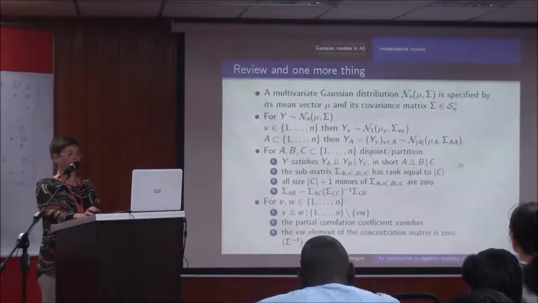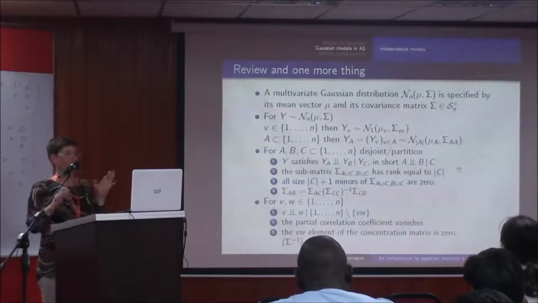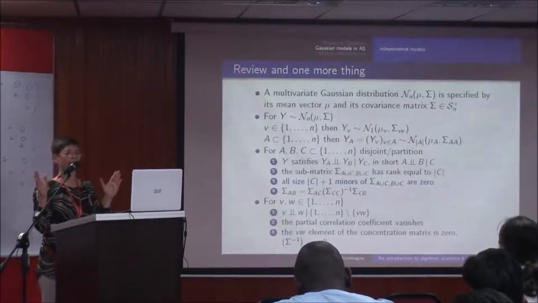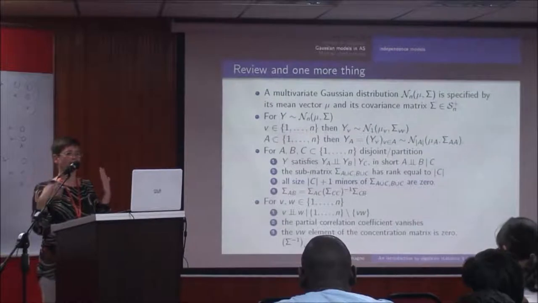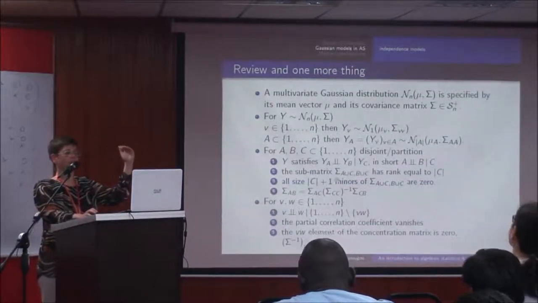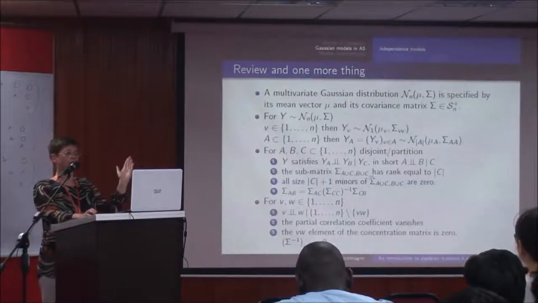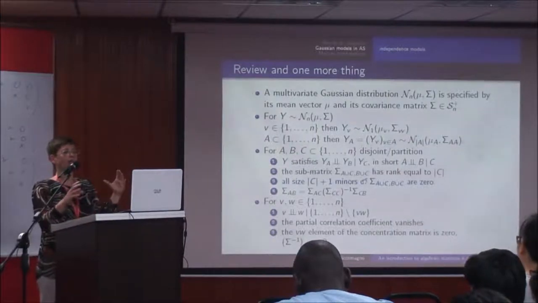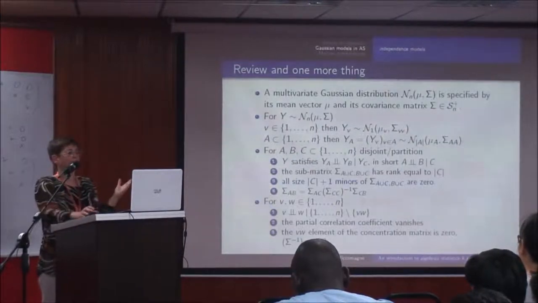So let's repeat this because it's the key point. I take my matrix sigma and I consider a submatrix whose rows are the rows indexed by A and C, and the columns indexed by B and C. This might be a rectangular matrix, depending on how many indices are in A, B, and C.